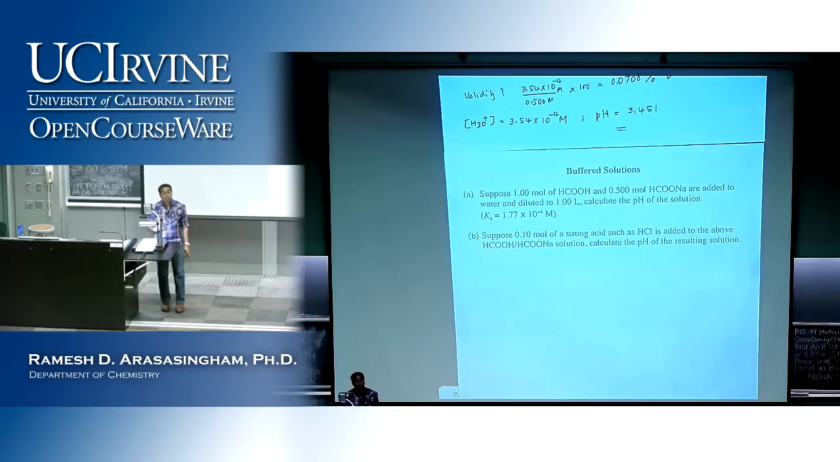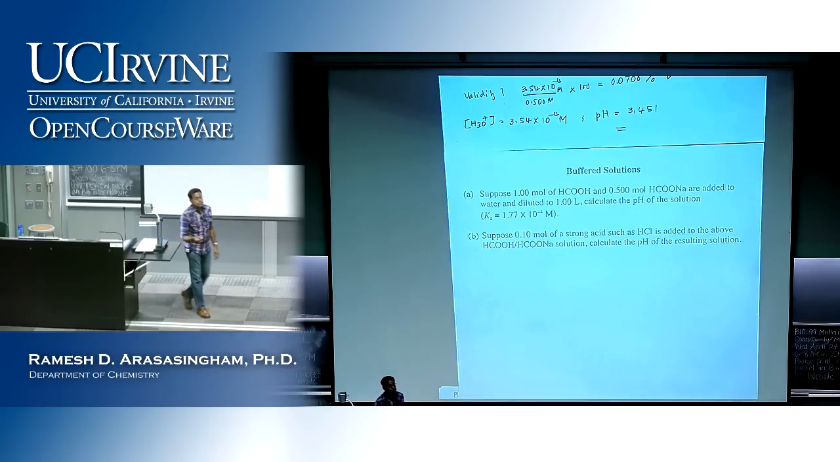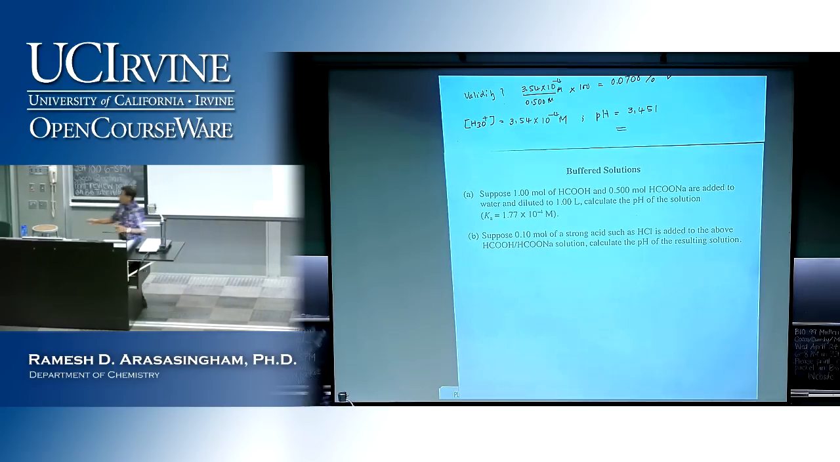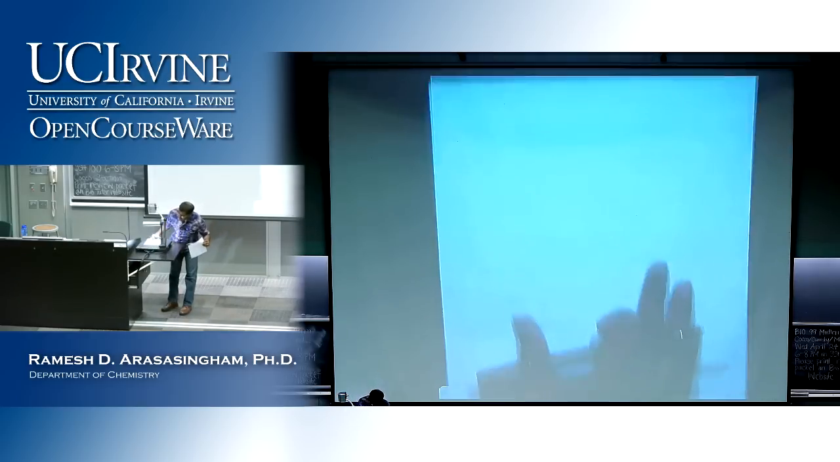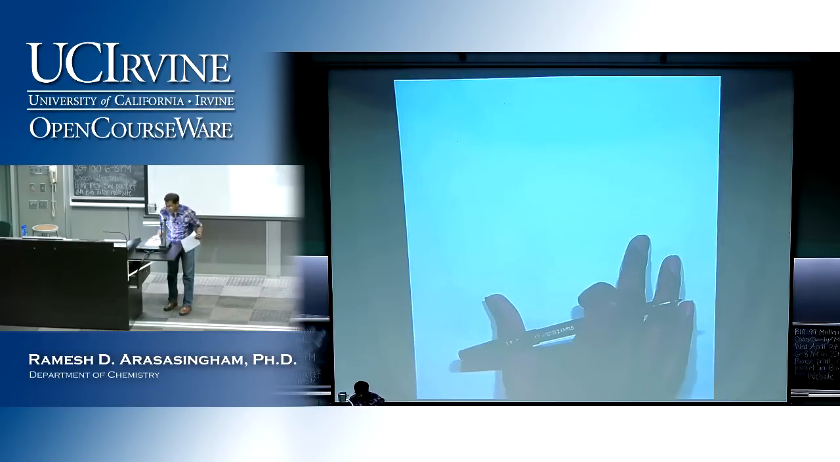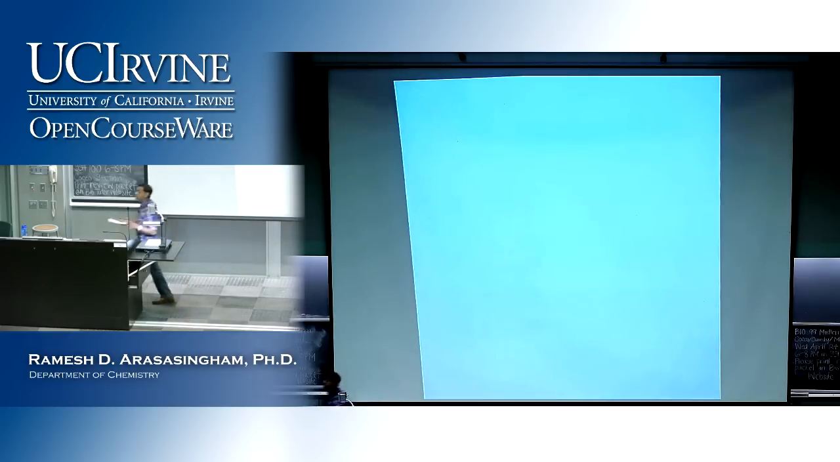Suppose 0.1 moles of a strong acid, such as HCl, is added to the above mixture. Calculate the pH of the resulting solution. All right? So now for part B, we have to figure out what happens if you add a strong acid. So once again, don't get thrown off by this problem because it just looks complicated. If you just follow the same principles that we've followed before, we should be able to come to a rational conclusion. Okay? So let's start with the hydronium ion concentration.